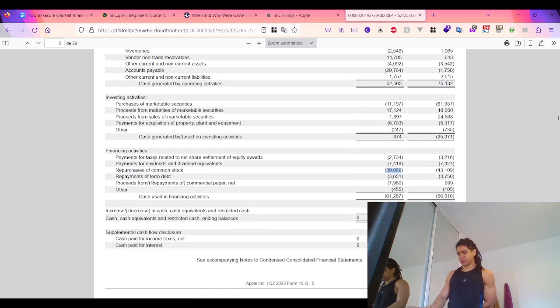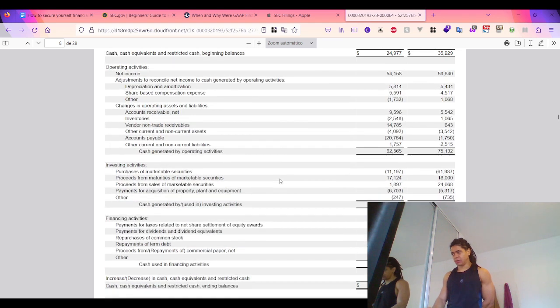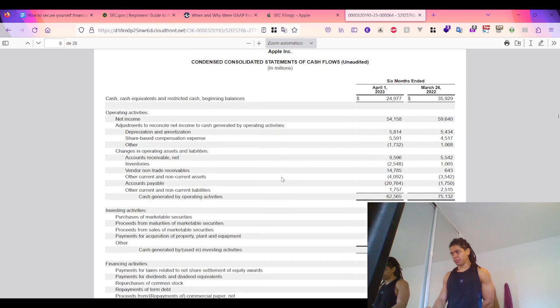But they don't show things like increase or decrease in cash and cash equivalents and restricted cash. Beginning balance.